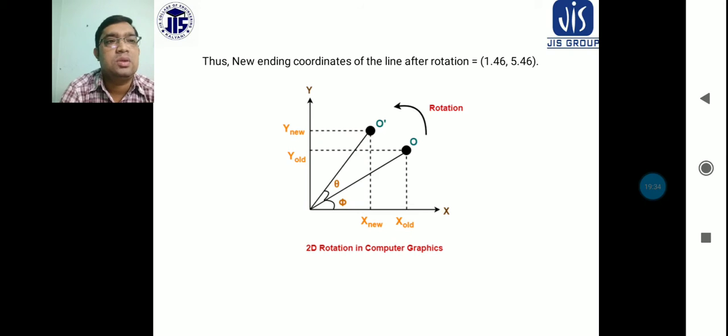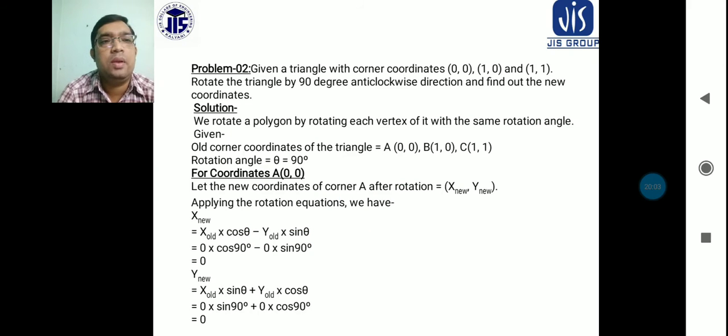During these rotations, the equation solving is seen from the mathematical condition, and the graphical representation is also shown in this figure: how the rotation is done from one point to another point, and the new coordinates are generated. Another problem is solved in problem 2.